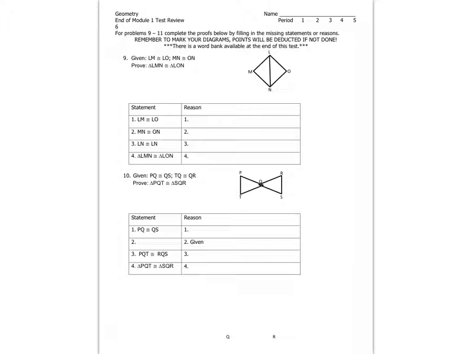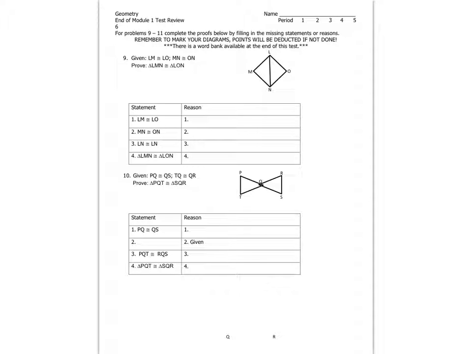This is Module 1, Review 1, questions 9 through 12. On problems 9 through 11, it says complete the proofs below by filling in the missing statements or reasons. Remember to mark your diagrams. Points will be deducted if not done.